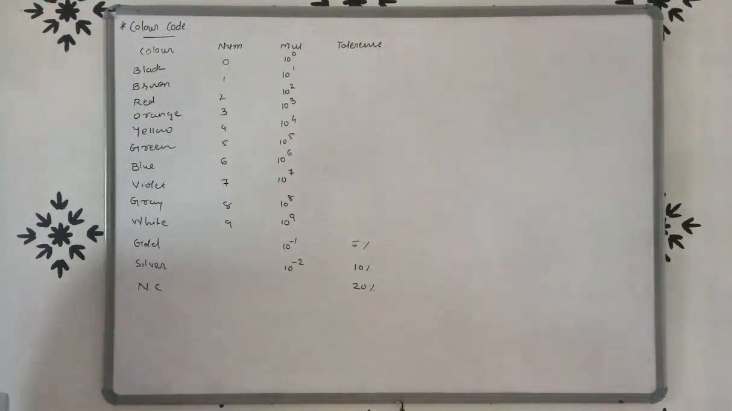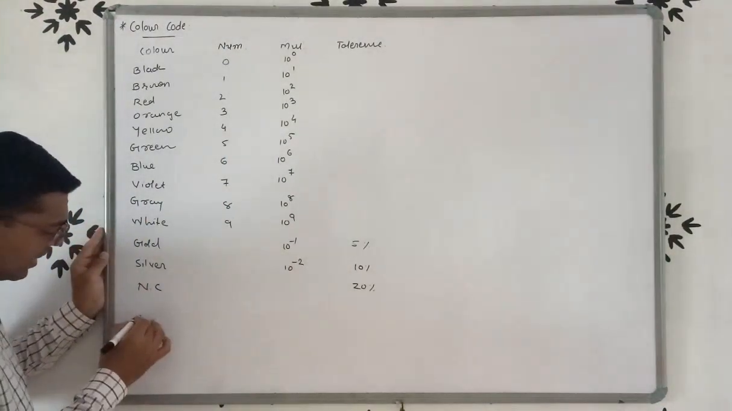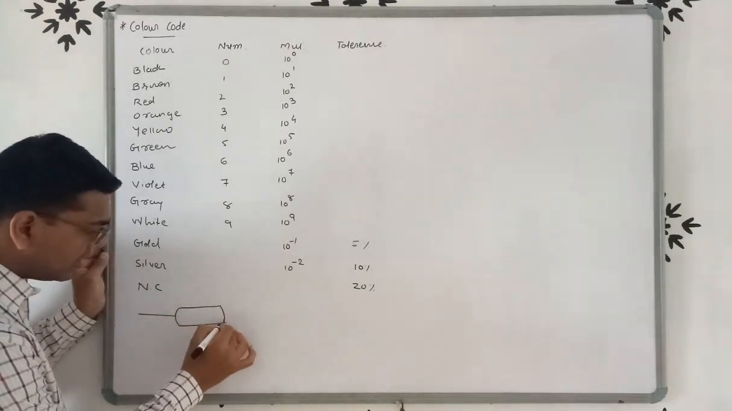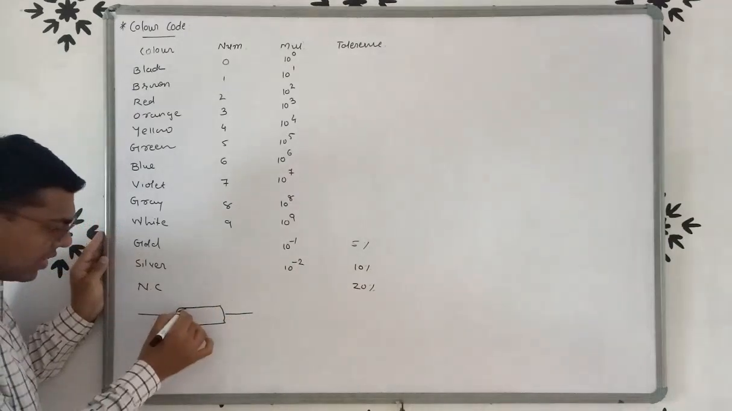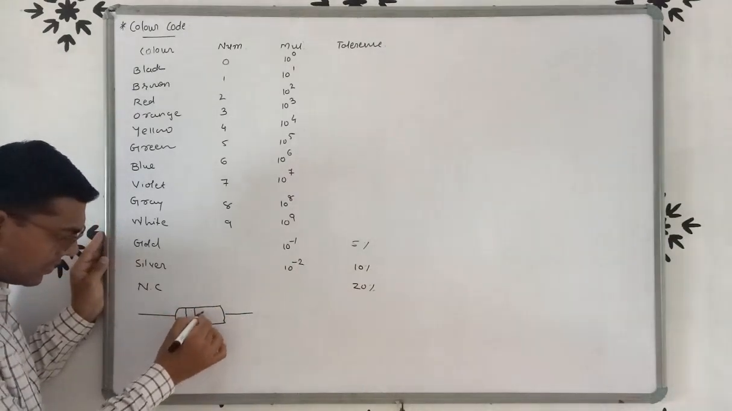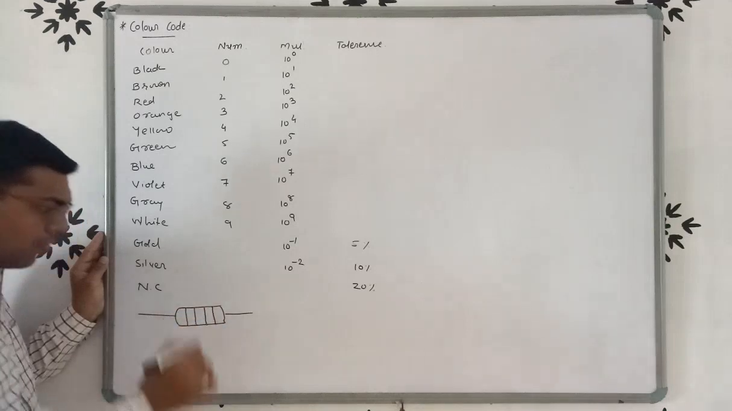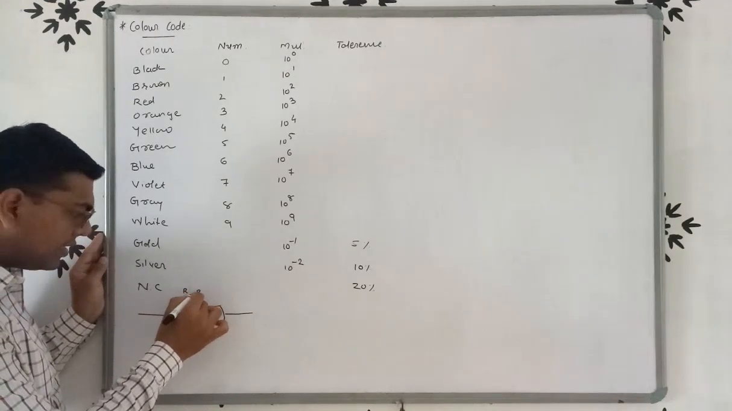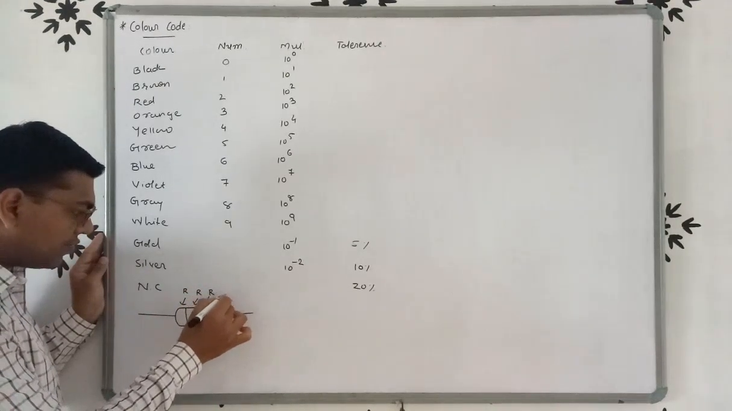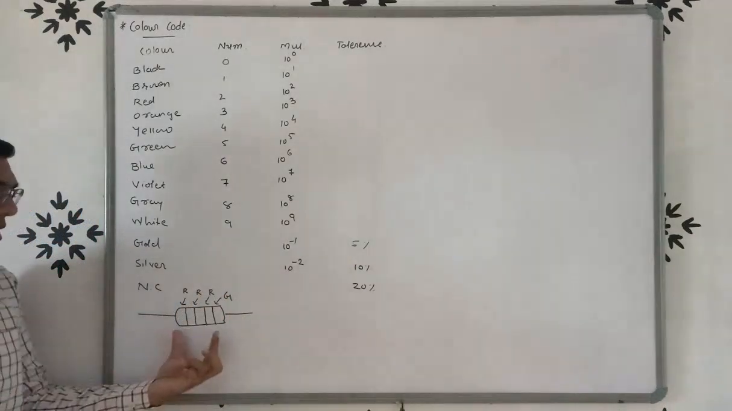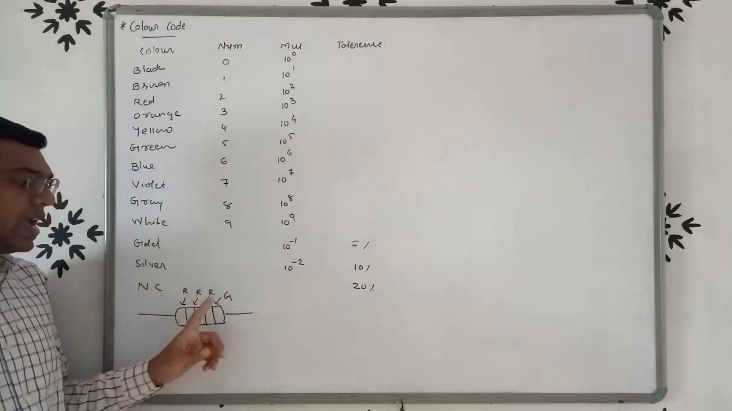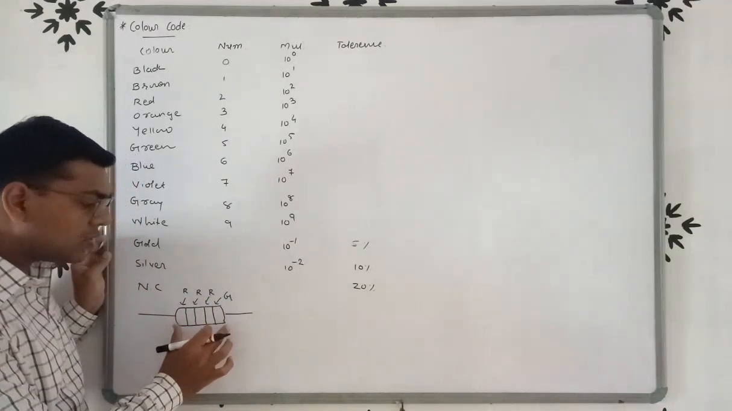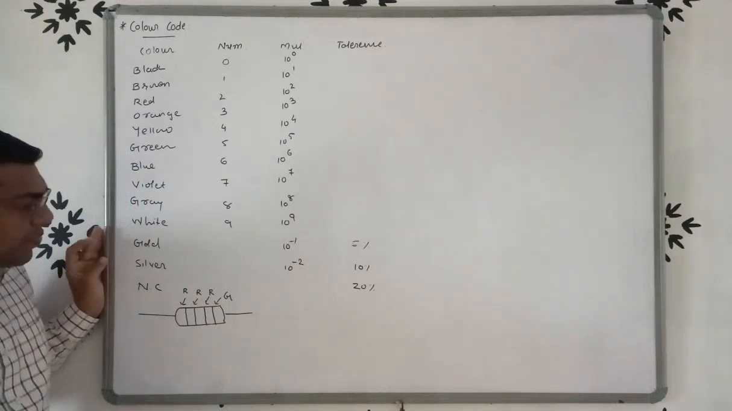Now see, the question will be like this: this is a resistor having colors like this: 1, 2, 3 and 4. The first one is red, second one is red, third one red, and last one gold. So here the 4 colors are red, red, red and gold. You have to find out the resistance of this resistor.